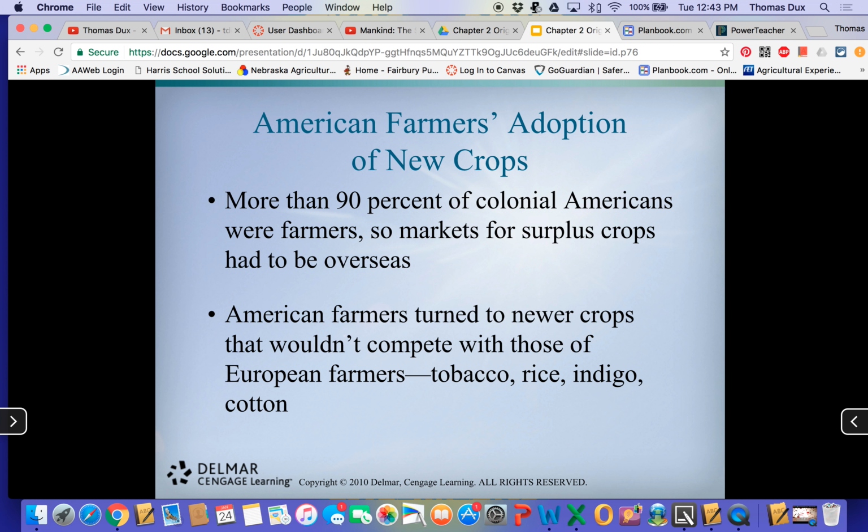Especially if a country does not have a lot of that crop and needs it to feed their people or create some product. That's what you do with the surplus crop. Okay? So then American farmers turned to newer crops that wouldn't compete with those of European farmers, such as tobacco, rice, indigo, and cotton. Cotton was one of your questions yesterday. It says right there, in the 19th century, farm exports, especially cotton, provided the income that young America needed for industrialization. And rice at the time was also a staple crop because it provided that energy as well.